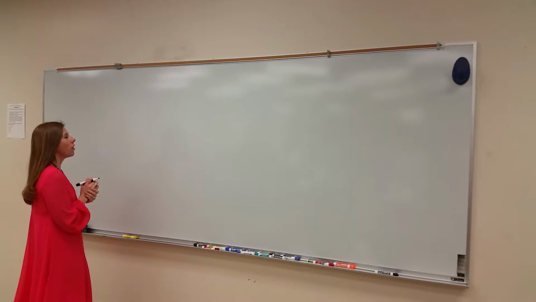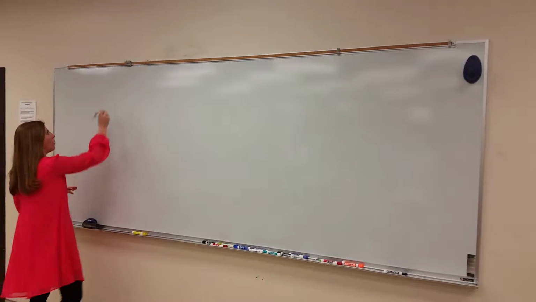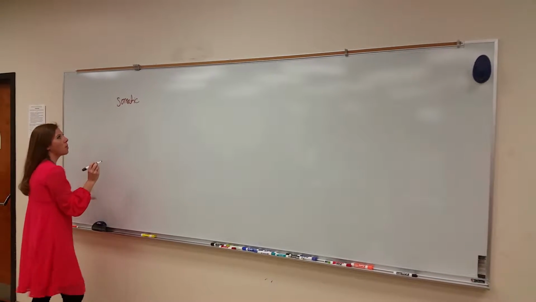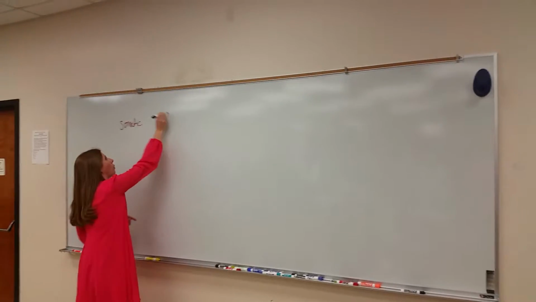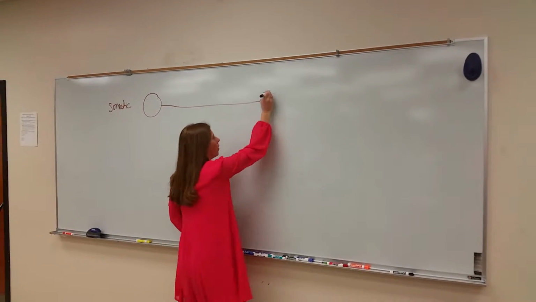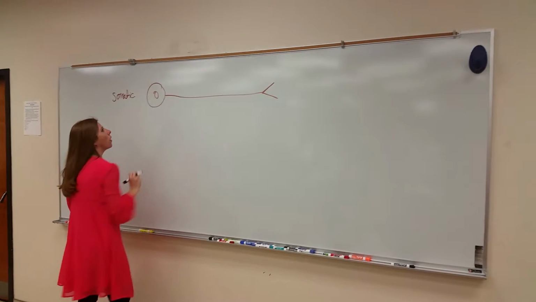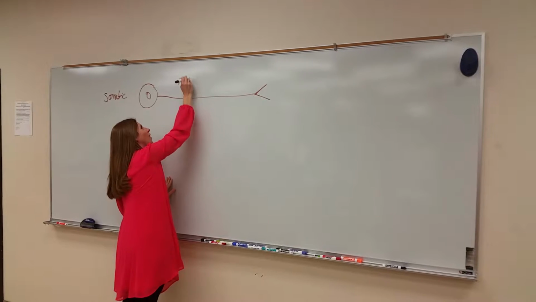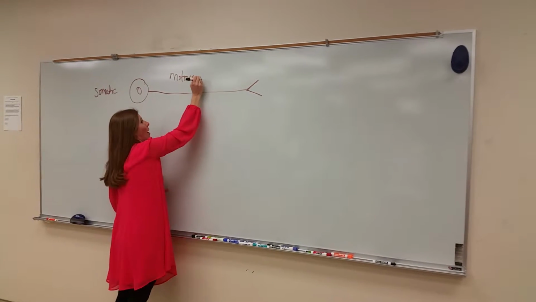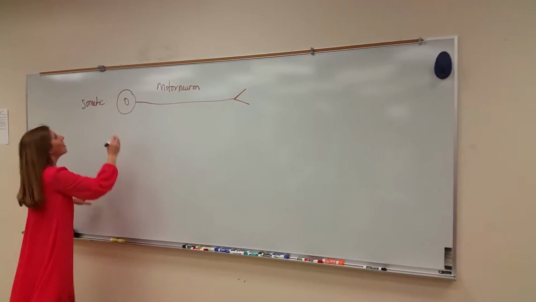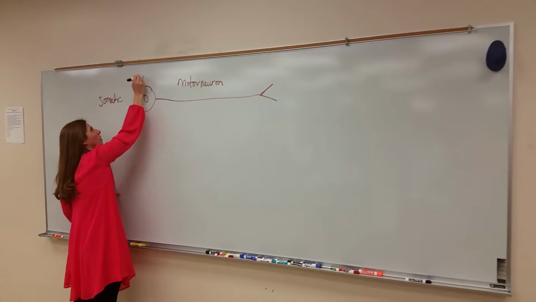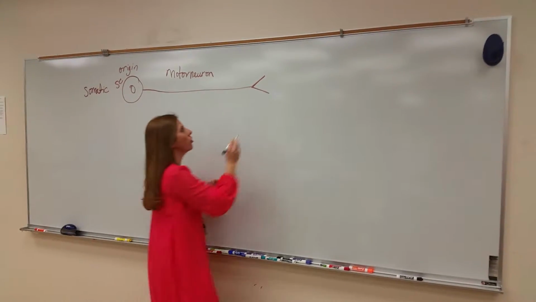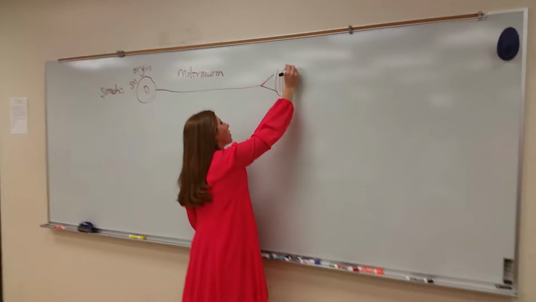Okay. So we had the somatic neural pathway, and somatic means skeletal muscle. It's a one neuron pathway. Do you remember what kind of neuron that is? Motor neuron. Its origin is going to be in the spinal cord, and its insertion is going to be on the skeletal muscle.